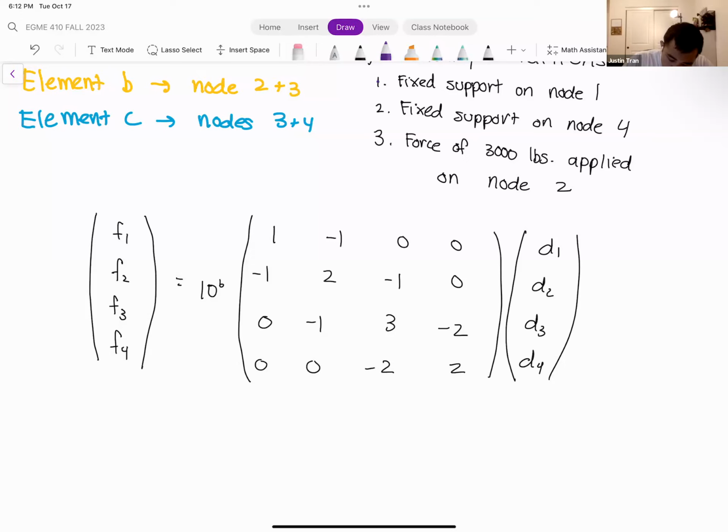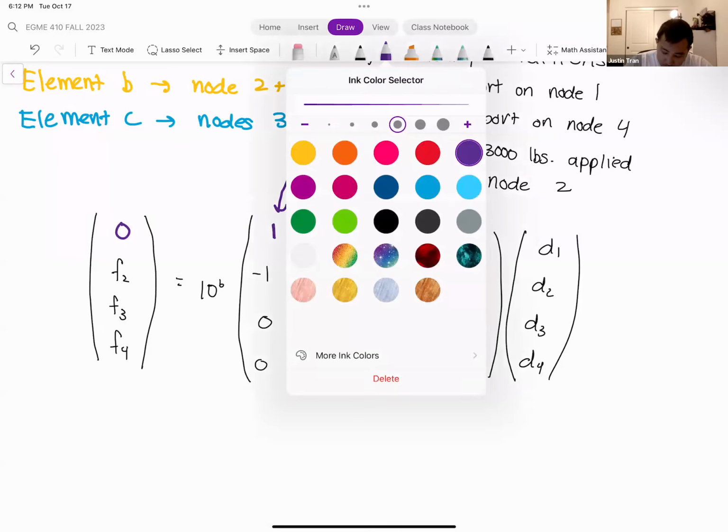So let's start with the fixed support. The fixed support on row one means that we're going to substitute our entire first row. If we substitute the entire first row, that means we're going to put a 1 on the diagonal entry, so a 1 on the first entry because it's the first row, and zeros everywhere else. And then on the right-hand side, we're going to put a 0 as well because we're saying that the displacement there is going to be 0.